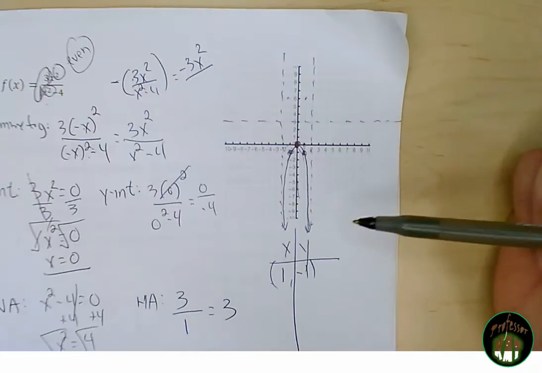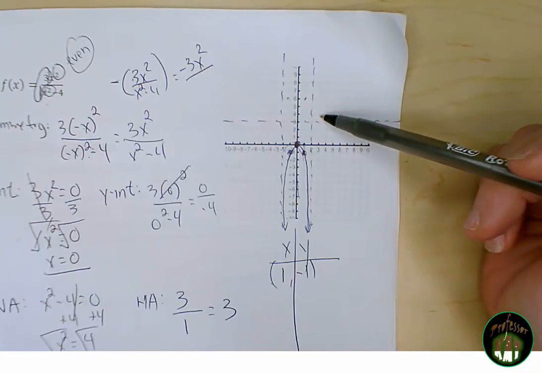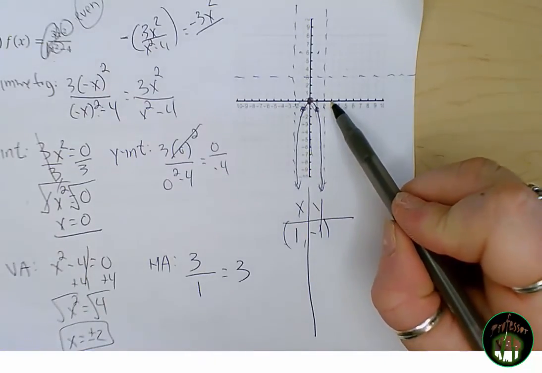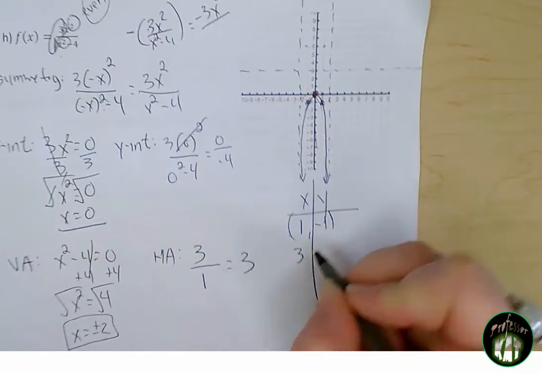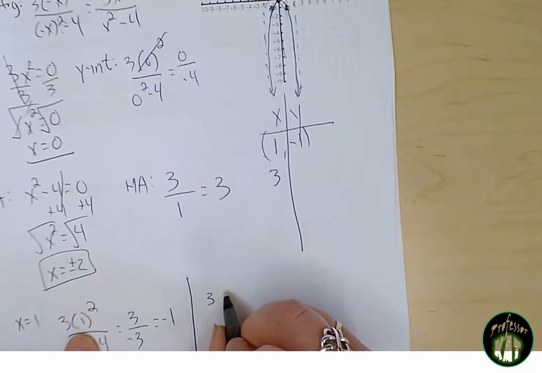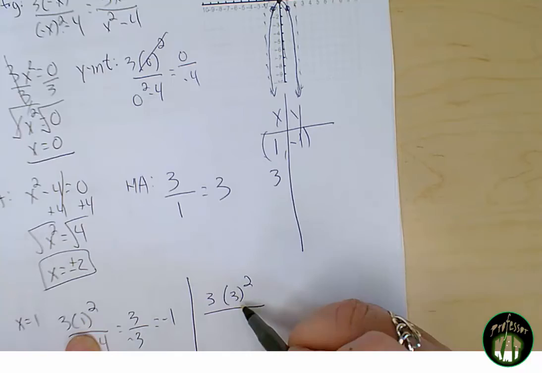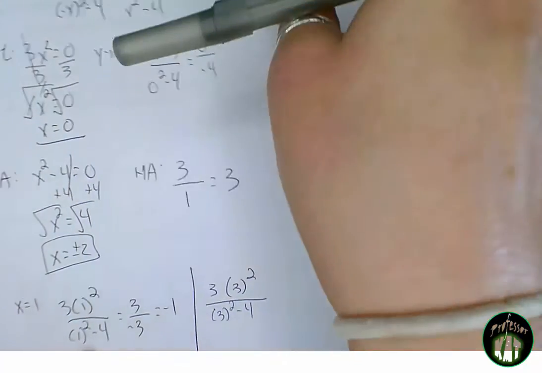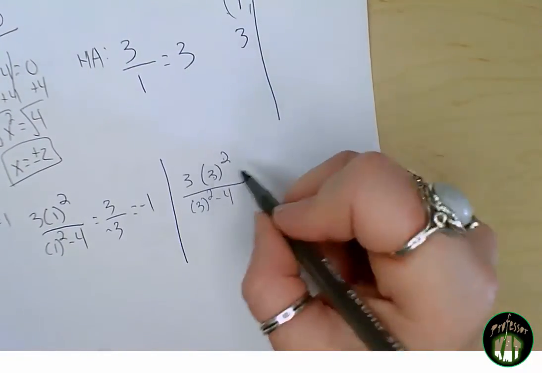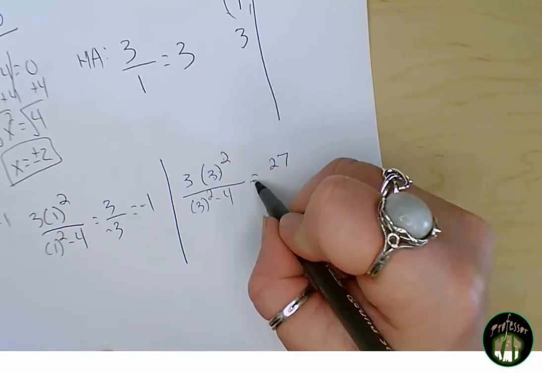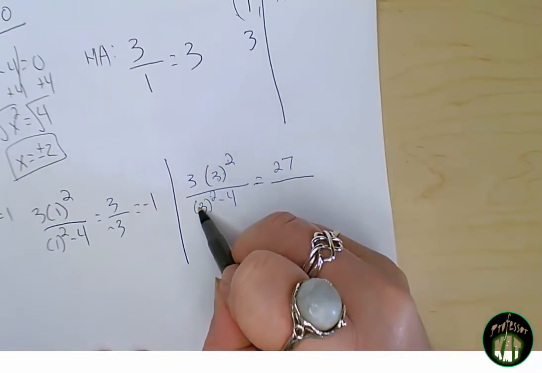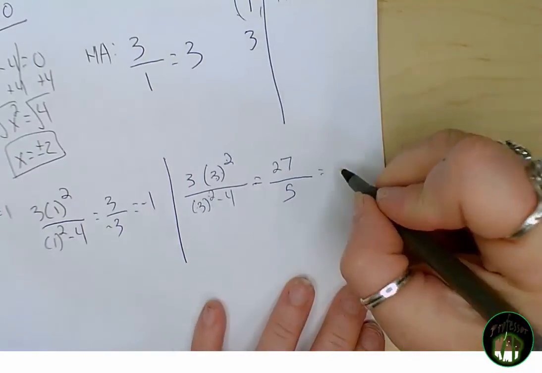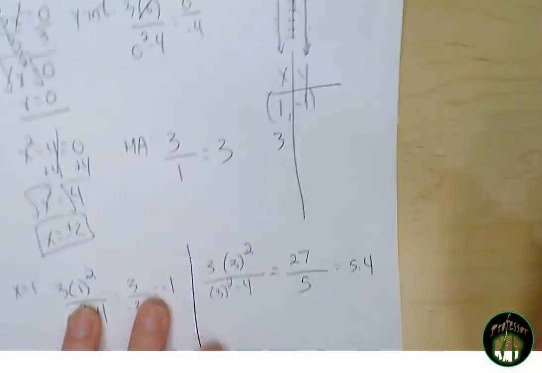Now let's go ahead and find points here. So again, I'm going to plug in points over here and just mirror it on this side using our symmetry. So the next point I'm going to plug in is a 3. So plugging in a 3 for x is going to give me this here. So let's simplify. 3 squared is 9, and 9 times 3 is 27, over 3 squared is 9, and 9 minus 4 is a 5. 27 divided by 5 is 5.4 when we simplify that.